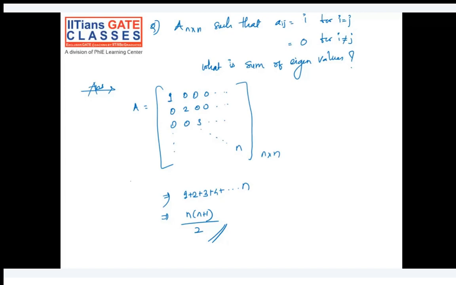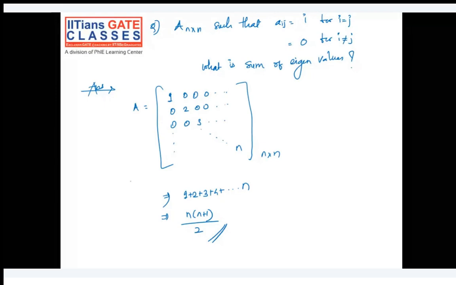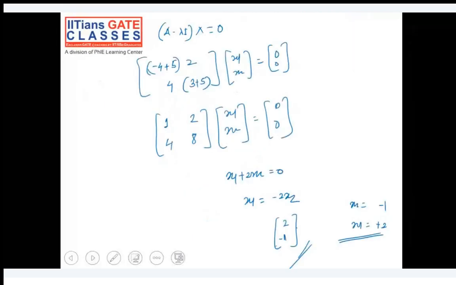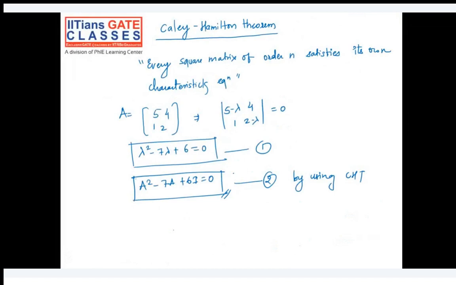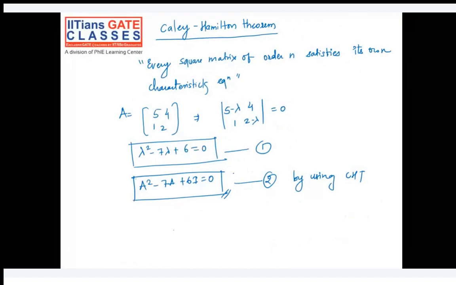Let me give you another point, which is Cayley-Hamilton's theorem. Write down the heading Cayley-Hamilton's theorem. I hope by this time you know the concept of characteristic equation. Okay, you know the meaning of characteristic equation. So what is Cayley-Hamilton's theorem? Cayley-Hamilton's theorem states that every square matrix of order n satisfies its own characteristic equation. Repeat, every square matrix of order n satisfies its own characteristic equation.